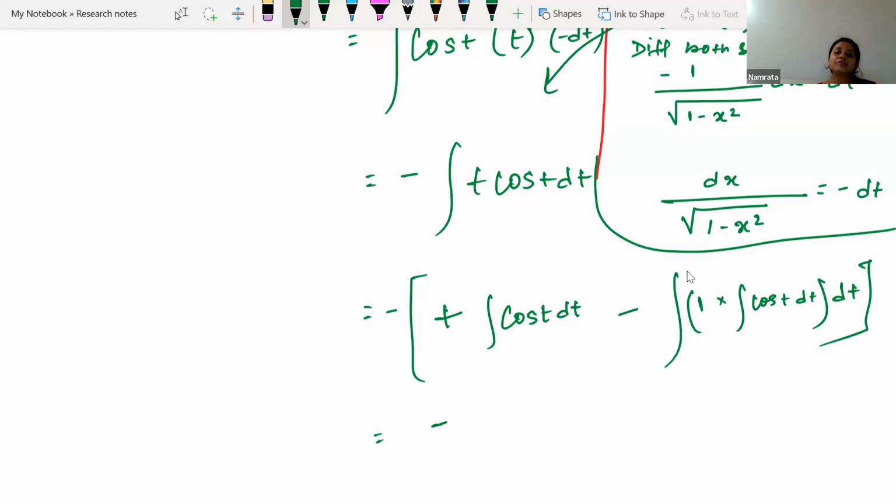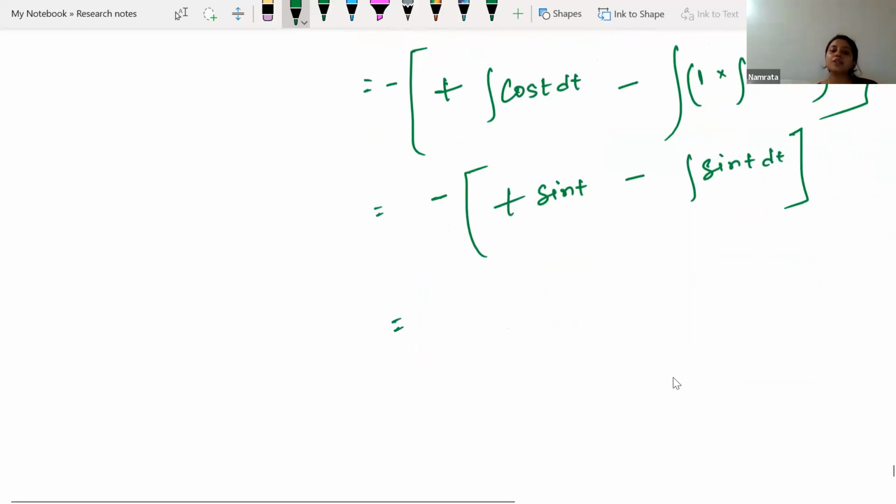So we'll have minus t, and integration of cos t will be sin t, right? Minus, cos t will be sin t. And again, we have to do integration of that. So let's do it. We will have minus t sin t minus, sin t integration will be negative cos t, right?